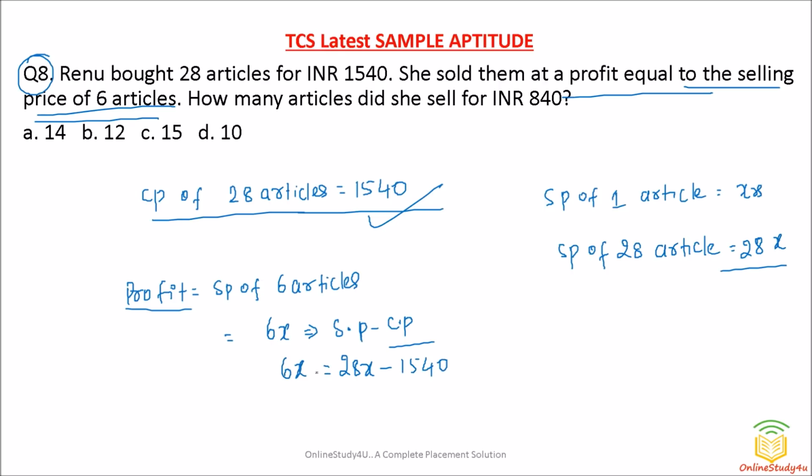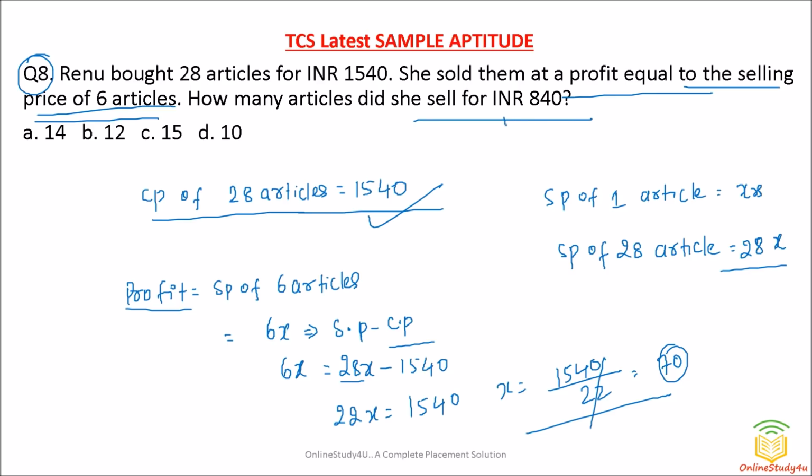So basically we are going to get the value of x from here. 28 minus 6, 22x will be equal to 1540. So x will be equal to 1540 divided by 22, which is 70. So the value of x is 70. How many articles did she sell for 840 rupees? 70 rupees is one article, so 840 by 70 is 12. So she would have sold 12 articles for 840 rupees. Question number 8 is also clear. In a simple way, we are able to do it.